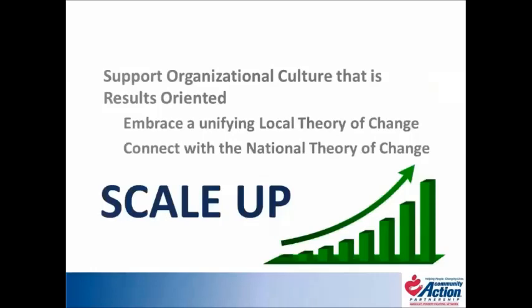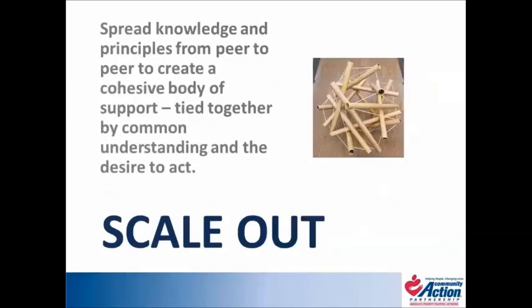There are really two parts of this plan. And the first is about the piece that I just talked about, the organizational culture. We need to scale up our ROMA activities so that organizations become more results-oriented and embrace a local theory of change and really connect with the national theory of change. And we need to scale out so that we're spreading the knowledge and the principles from peers to peers so that we have this common understanding of what ROMA is about.